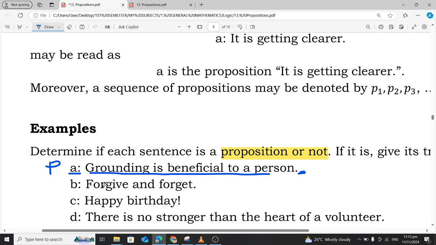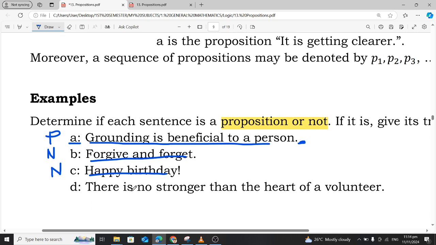Okay, letter B. Proposition or not, forgive and forget. It seems like somebody or someone is giving a command, right? So, command, declarative ba na ang maghatag og command? Dili, imperative. So, sa diha pa lang, sangit na, no, that is not a proposition. Dili sa proposition class, kay dili man siya declarative. Imperative man siya. Letter C, happy birthday. Is this a declarative sentence? No, it is an exclamatory sentence. So kay dili man siya declarative, we can automatically say that this is not a proposition.